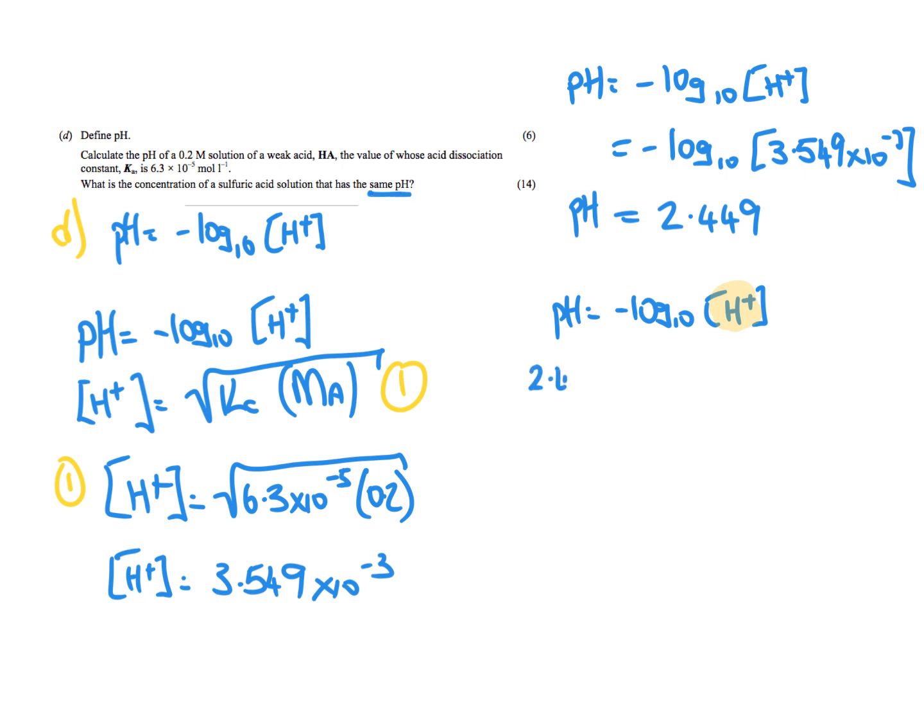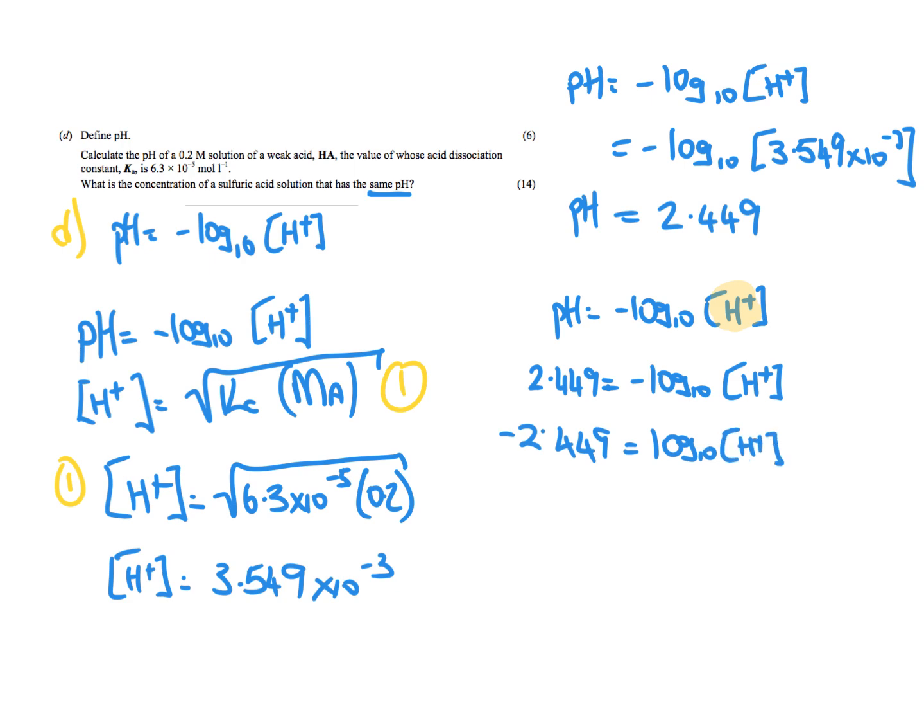We know, it says in the question that it has the same pH, so I can say 2.449 is equal to minus log to the base 10 of the H plus ion concentration. Now I want to get the H plus ion concentration on its own, so I'm going to change my sign first of all to 2.449 equals log to the base 10 of the H plus ion concentration.